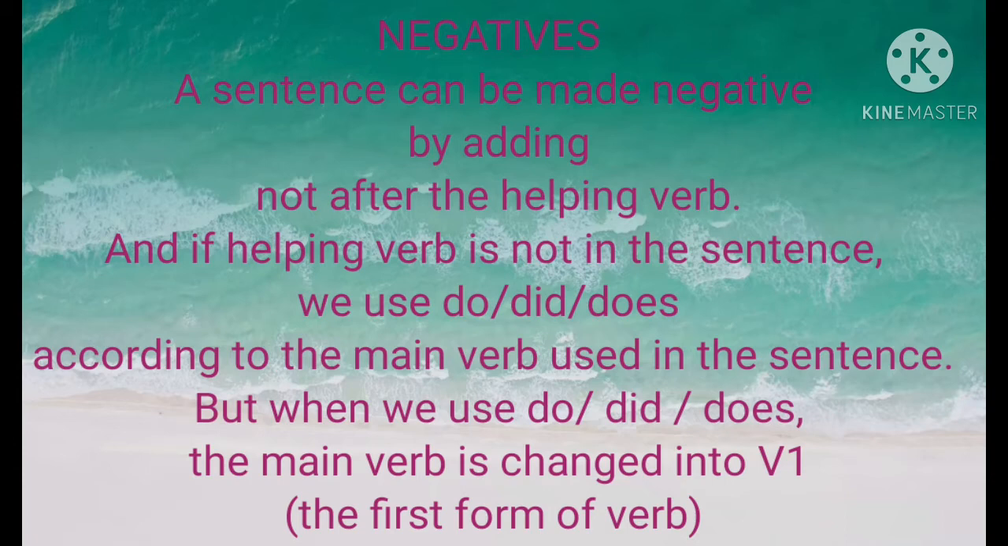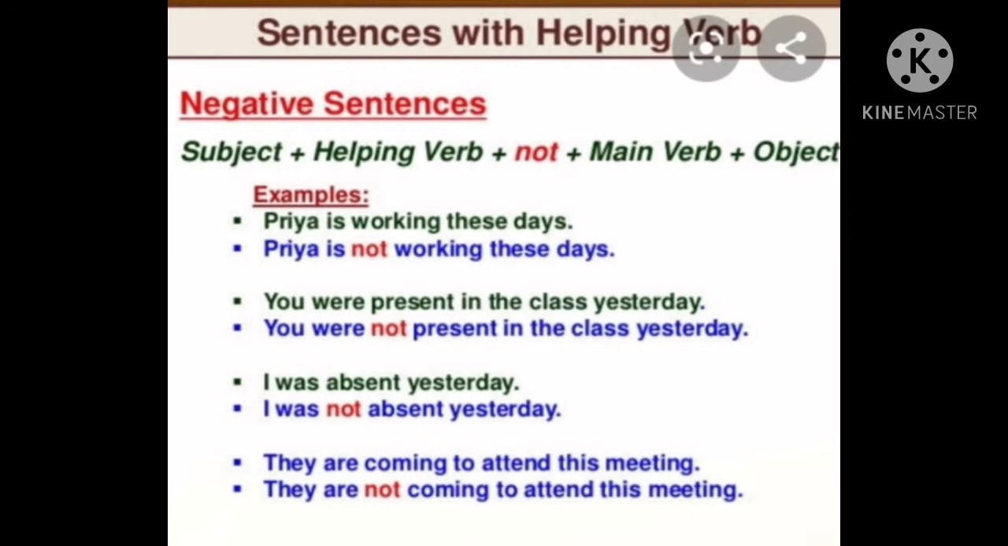The negative sentences are those sentences which can be made negative by adding not after the helping verb. And if a helping verb is not in the sentence, we use do, did, does according to the main verb used in the sentence. But remember that when we use do, did or does, the main verb is changed into V1, the first form of the verb. Let us understand this with the help of some examples.